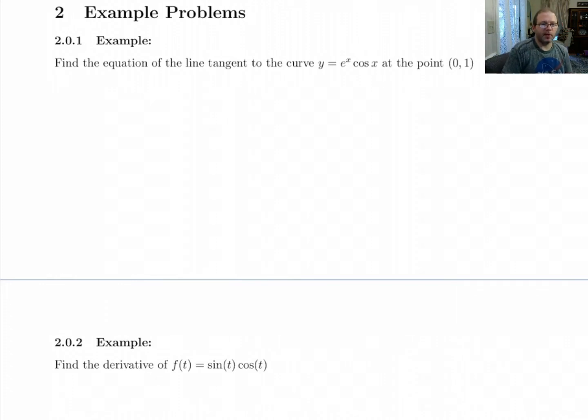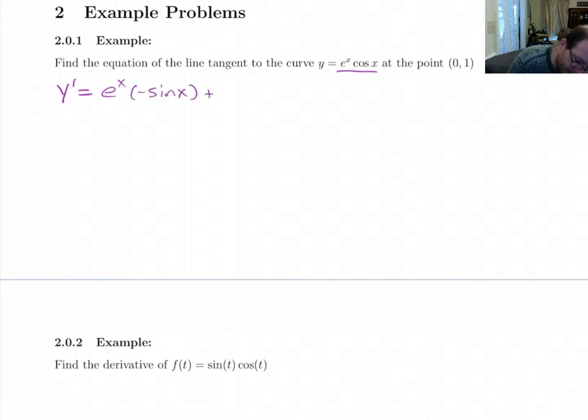All right, let's look at some example problems dealing with trig. First thing I want to do is find the equation of the line that's tangent to the curve y equals e to the x cosine x at this point. So the derivative is going to use the product rule: e to the x times negative sine x plus cosine x times e to the x. And on this one, I am going to factor out e to the x. So you get e to the x times cosine x minus sine x.